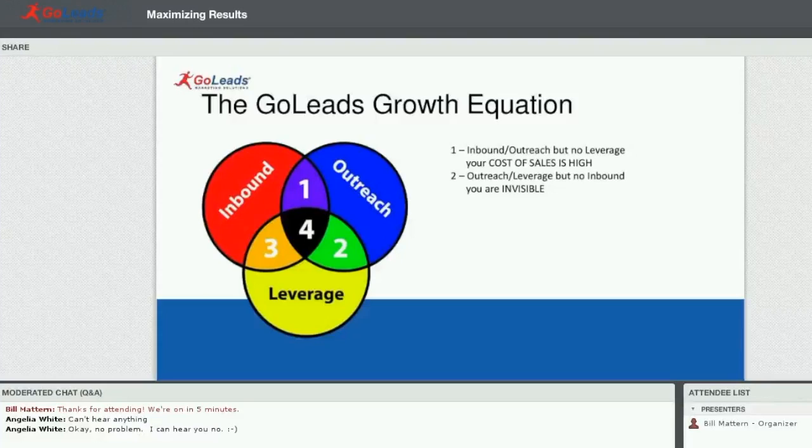Right, like you said, it's a much shorter sales cycle because now all of a sudden it's a qualified prospect. You're starting not at the top of the funnel, but you're starting in the middle, the bottom of the funnel here.